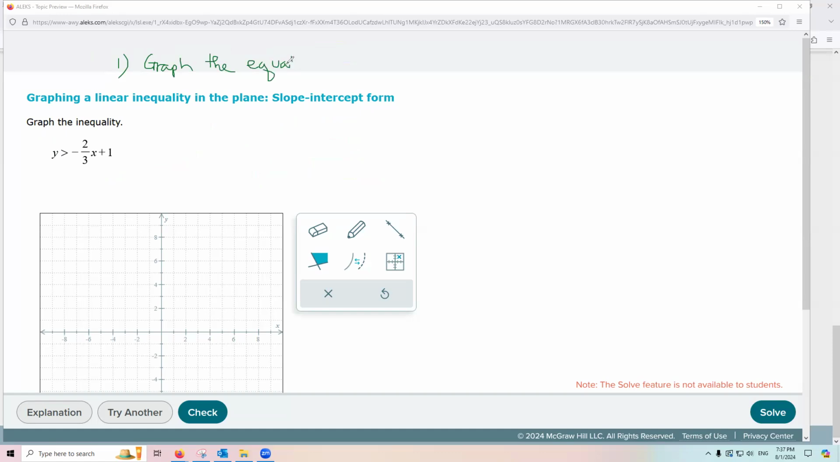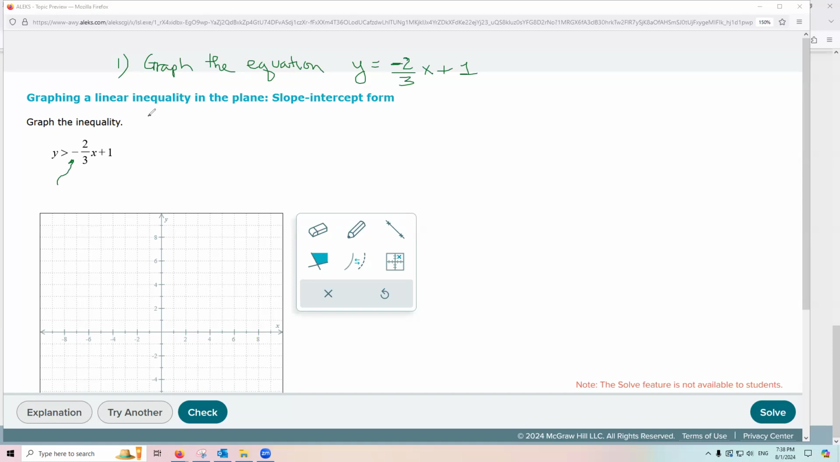So I'm going to pretend there was an equal sign, and I'm going to write this as y equals -2/3x plus 1. Do you notice there was a negative sign in front of the fraction to begin with, but I'm going to move the negative sign up with the number on top, the 2. That's going to make it a little easier to graph. So step one is to graph the equation.